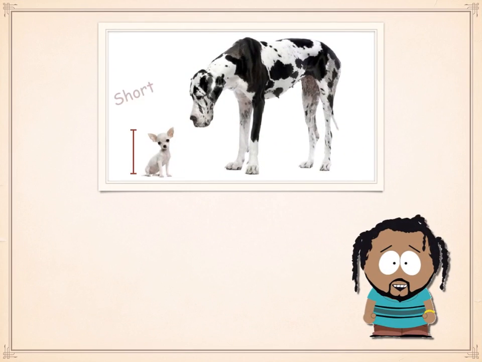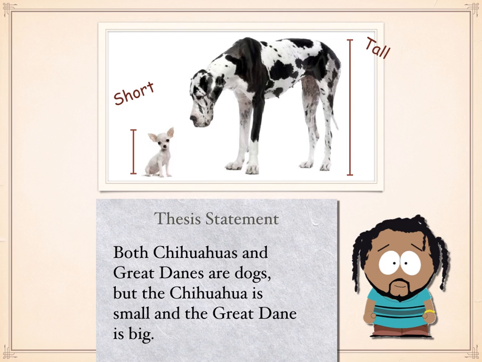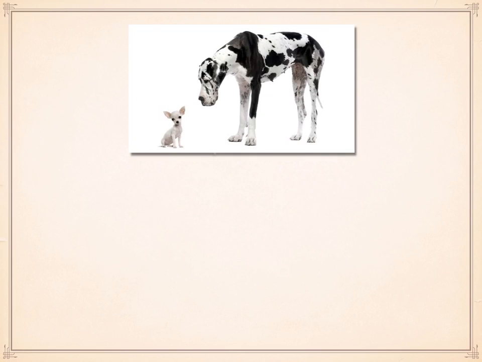This student has decided to look for the difference in size. So he gives us a thesis sentence like this. Both Chihuahuas and Great Danes are dogs, but the Chihuahua is small and the Great Dane is big. Well, my first reaction to that is, so what? That's just a fact, and it doesn't offer any insight or even any sense of direction for the rest of the paper. It's just a fact and no more than that. You have to go a lot further than that.